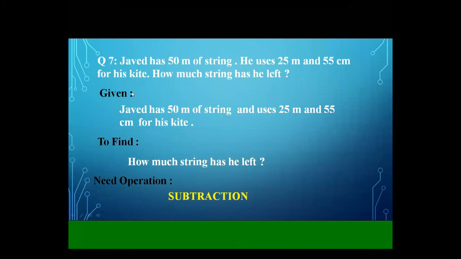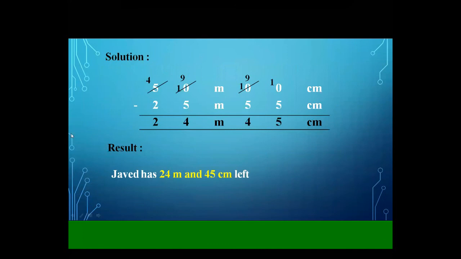Okay. First of all, first step is given. Javed has 50 meter of string and uses 25 meter and 55 centimeter for his kite. Now, to find, second step, what to find here? How much string has he left? So you write here how much string has he left. Need operation, subtraction. Because what term do we use here? Left. Left means subtraction. Fourth step, solution. You write the question here.